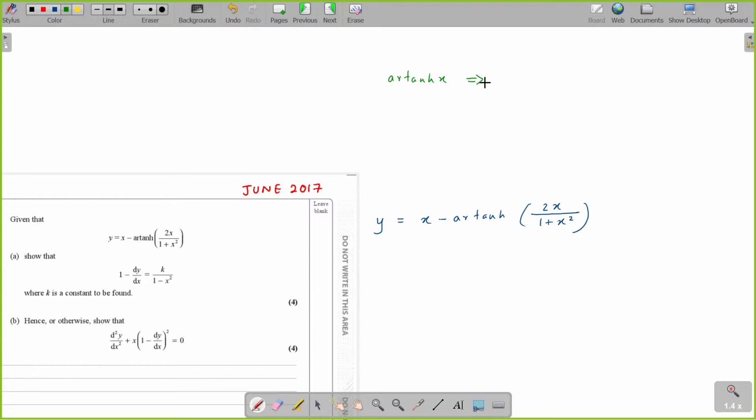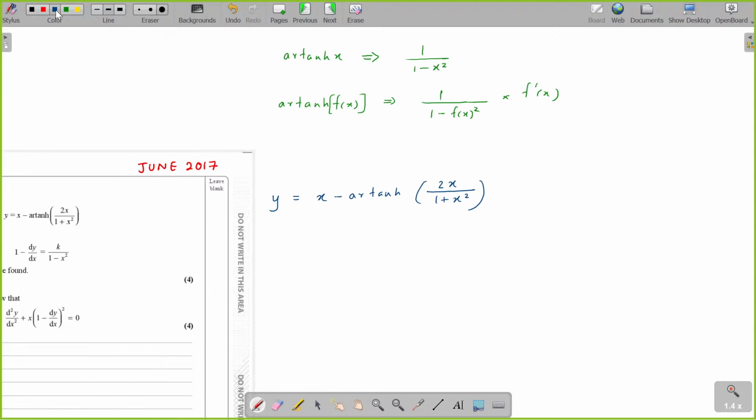Artanh x differentiation is 1 over 1 minus x squared. However, if it's artanh of f(x), it will be 1 over 1 minus f(x) squared, times f dash x. This is the important thing. So when it comes to this kind of a rule, artanh f(x) gives 1 over 1 minus f(x) squared into f dash x. Then we'll apply that rule now to dy by dx.